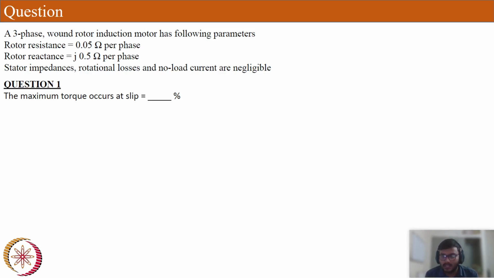Now here we are asked to neglect the stator impedances, rotational losses, and also the no load current. What was asked in the question? We were asked what is the slip at which the maximum torque occurs. If you remember the torque-speed curve, this is speed, or else we can see it's slip, and this is the torque, and this is the maximum torque, and this is alpha. So we are asking just alpha.